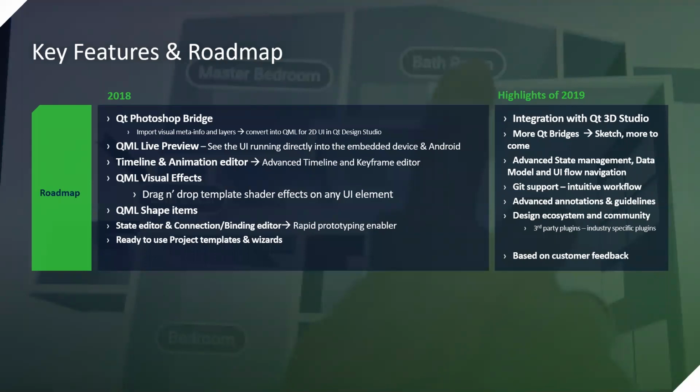Then we are thinking about annotations and guidelines. That means you can annotate the documents with lines, grids and guidelines that are not part of the final delivery of the QML code, but are persistent. So you can have a backdrop image, things like that. We are planning to design an ecosystem and a community to create one, maybe even third-party plugins. We're of course always happy to get customer feedback, and the whole roadmap as of today is based mostly on feedback from key customers.